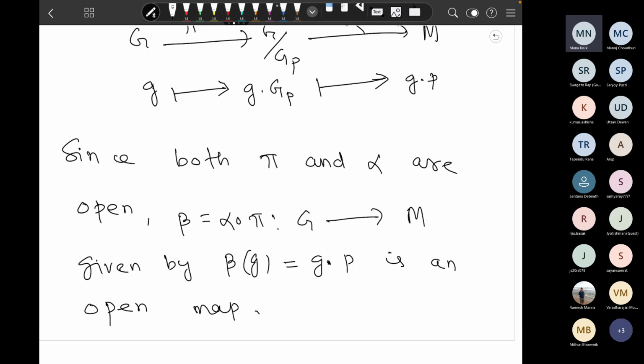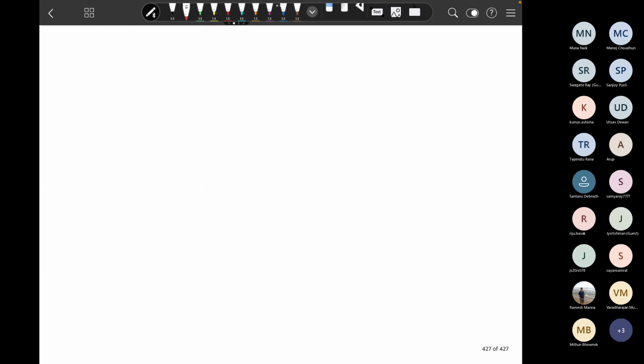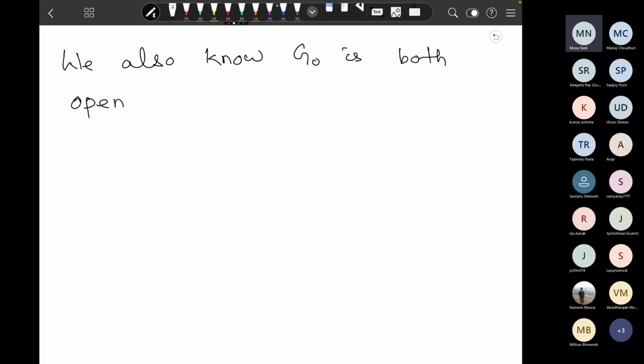Okay, so that is the thing. Now you take this. We also know that G naught, if G is a Lie group and you look at the connected component of identity, becomes both an open and closed subgroup of the Lie group. So G naught is both an open and closed subgroup of G. This is standard, and this happens in the case of a Lie group.